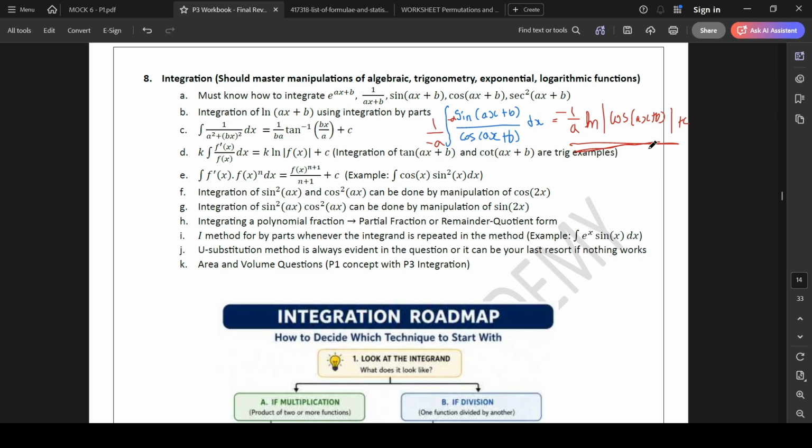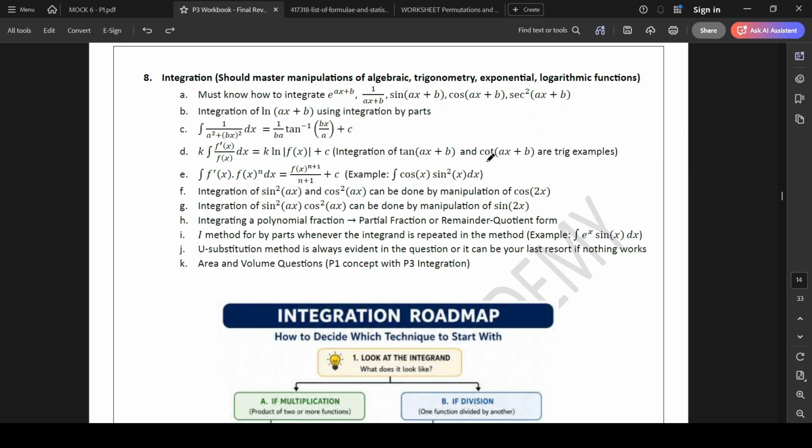That is how you can simply deal with this kind of questions. You can apply the same logic and try to integrate cot of ax plus b completely by yourself and see if you are getting the correct answer or not. And then what you can do is you can comment the answer of the integration of this and I'll tell you if it's correct or not.